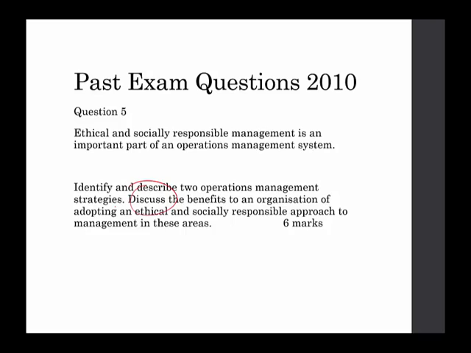That's, in this case, not the advantages and disadvantages because they've said benefits. So in this case, it's just what are the benefits of adopting an ethical and socially responsible approach to your just in time or to total quality management. Now, total quality management would be a really good one to choose because there's a lot of links between employee empowerment and how that can be described as socially responsible. So your choice of your 2 operations management strategies here is vital to the success of your answer and to how coherently you write.